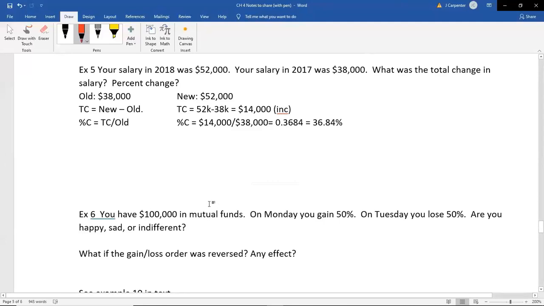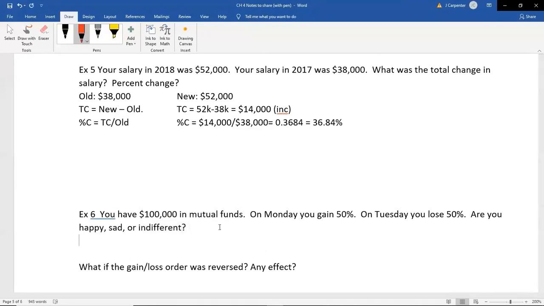Are you happy, sad, or indifferent? Most people will instinctively say indifferent because, oh, I gained 50%, I lost 50%, I'm back to normal. That means I got my $100,000. I'm fine. Why do I care? It was nice. On Monday, I had a lot more money, but at least now I still have as much. But is that accurate? You gain and lose the same percentages back to back. Do you actually have the same amount that you start with? So we have to run through two scenarios.